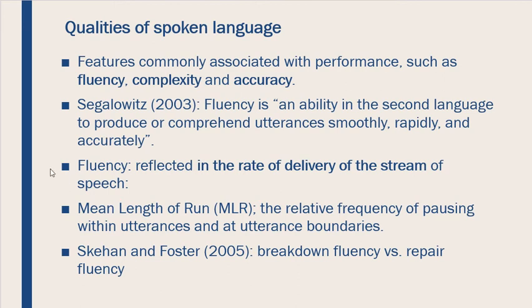So how do we measure, or how do we evaluate fluency? Fluency is actually reflected in the rate of delivery of the stream of speech. One of the measures that they use is mean length of run, or MLR, but this is not the only measure that is used. MLR is the relative frequency of pausing within utterances and at utterance boundaries. So they count it and divide it over a unit of time.